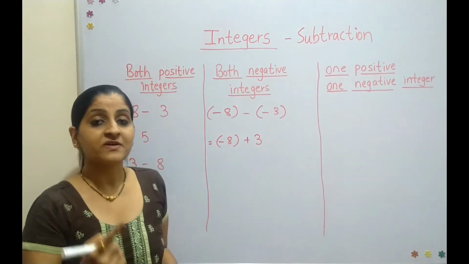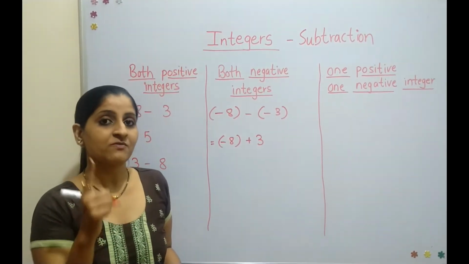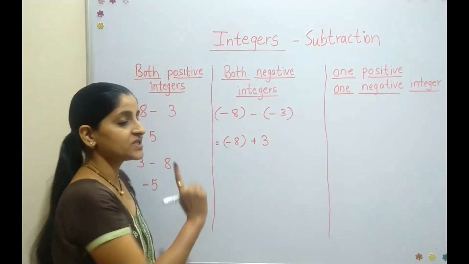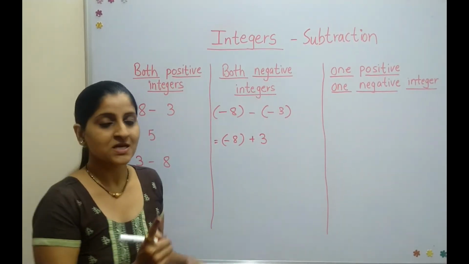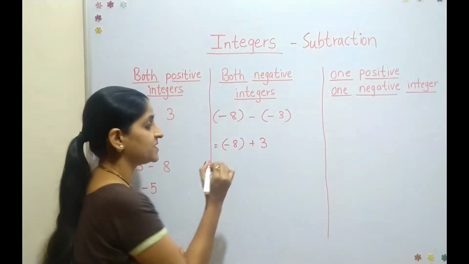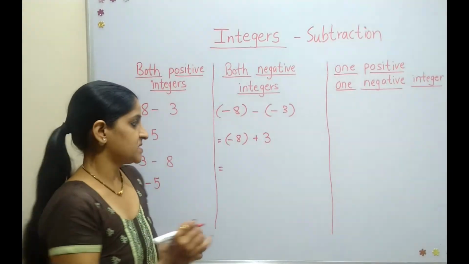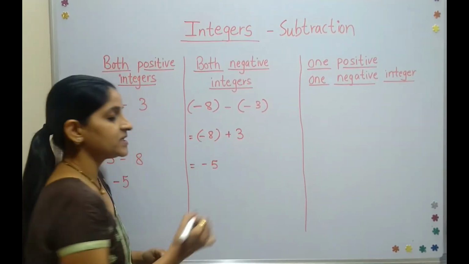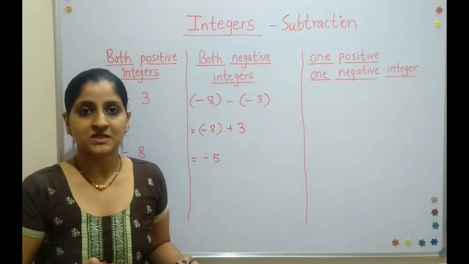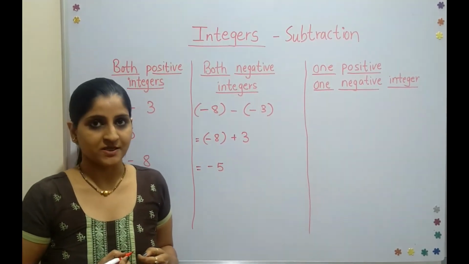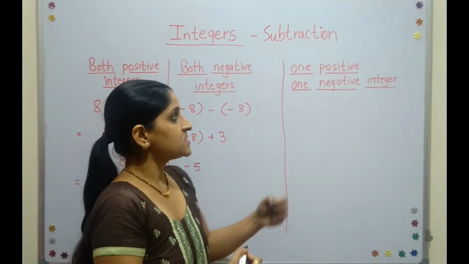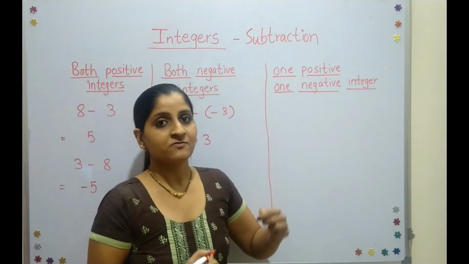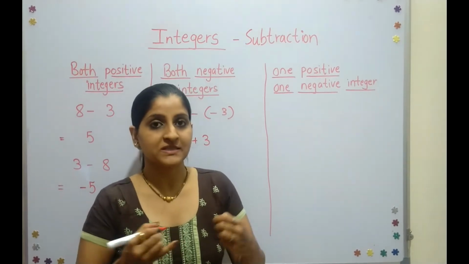Now you remember when we were adding integers, we saw what to do when one integer is positive and one integer is negative. The same thing here: subtract and give the greater number's sign. So I subtract 8 and 3, I get 5, and since 8 is the greater number, the resultant answer will have a negative sign.